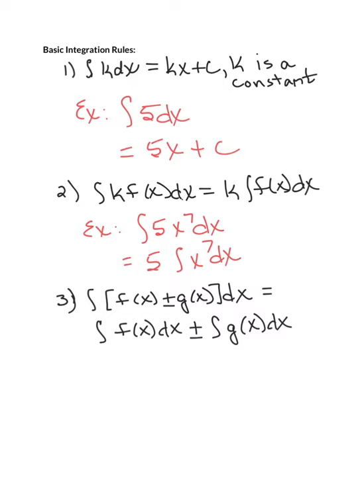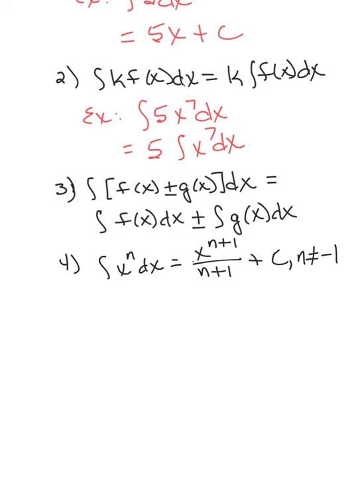If we have an integral of terms that are being added or subtracted, we just do the integral of each individual term. Rule 4 is our basic rule for how we are going to integrate individual terms. If you are doing the integral of x to the n dx, to find its antiderivative, you add 1 to the current power and then divide by that new power of n plus 1. In order for this to work, your n cannot be -1. If it was -1, we would have a 0 in the denominator, and we can't have that.